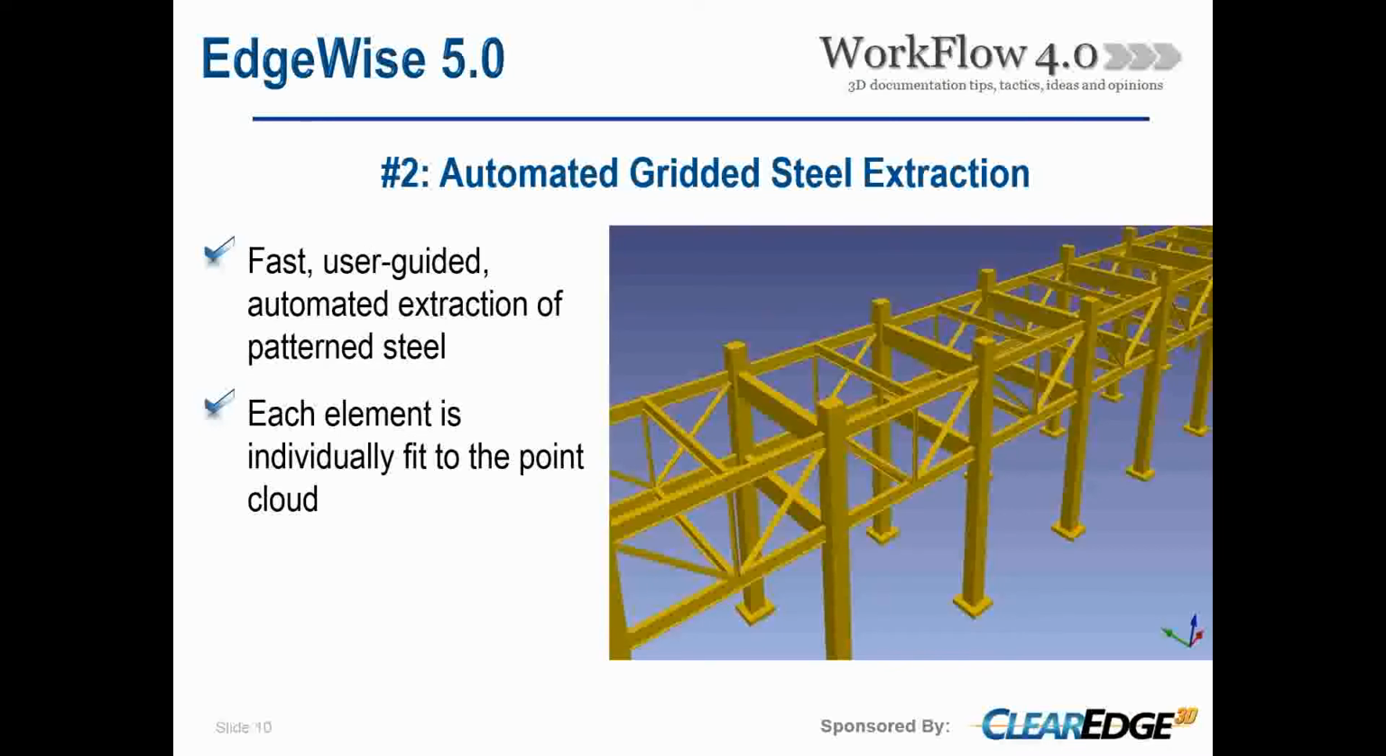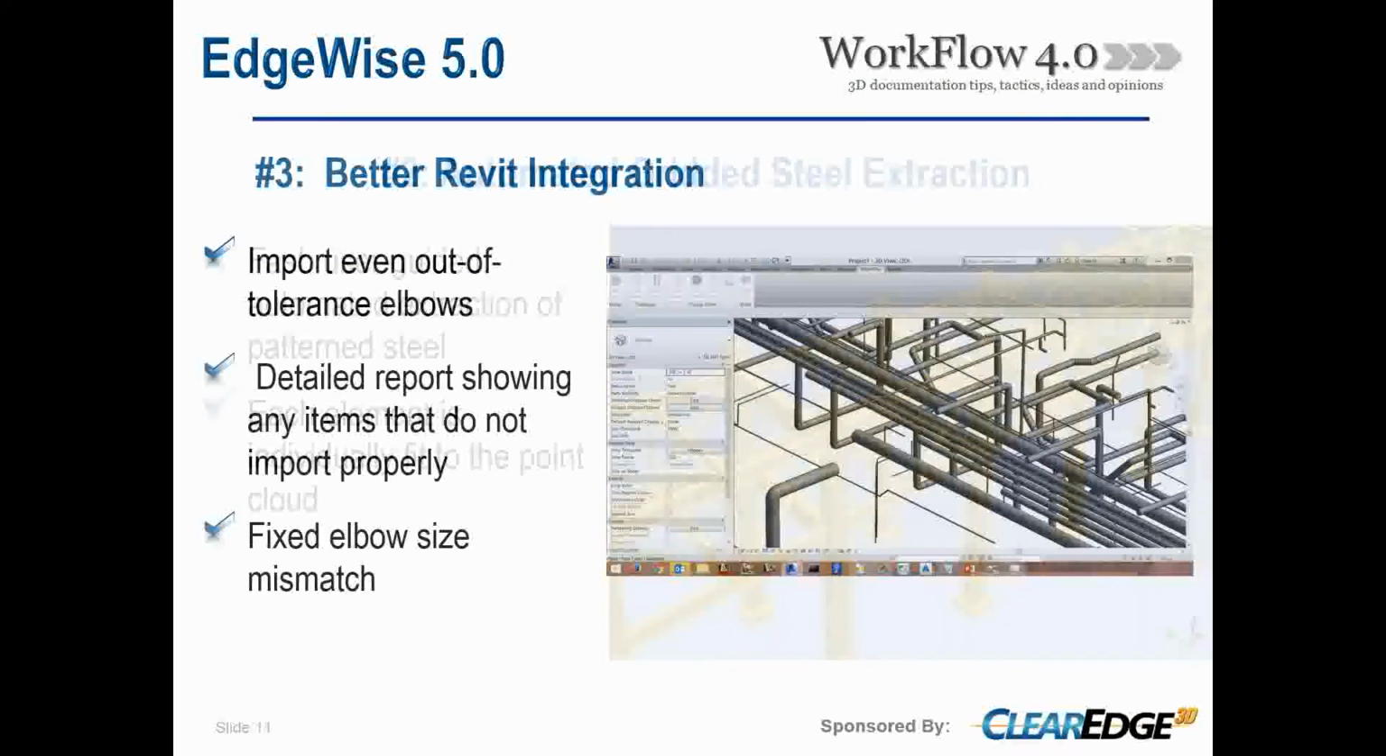Next is the automated extraction of gridded steel. This has, in my mind, kind of an optimal blend of user guidance and automation, and it goes through and makes really quick work of repetitive steel patterns. And I'll demo this in a little bit. It's important to note that every single element here is individually fit to the point cloud, so it's not just a dumb array that you would get with a package that ignored the point cloud. It goes through and fits every element.